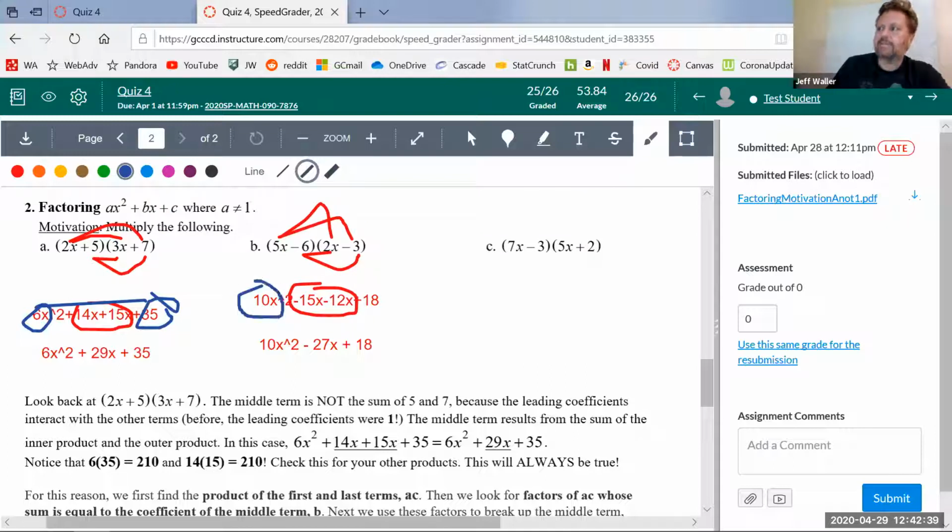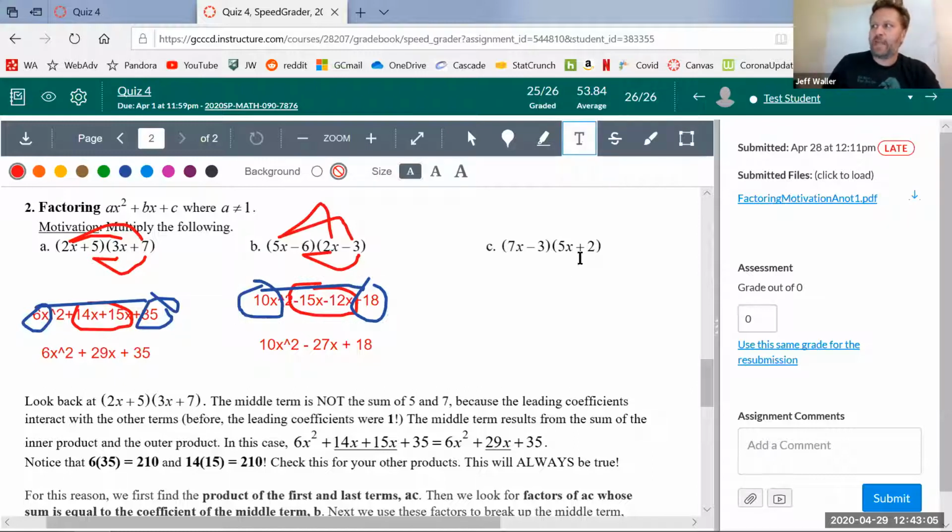10 times 18. What's 10 times 18? Also 180. Interesting, yes? A little tiny bit interesting? Okay, all right. So now we've got a prediction that we can make. Let's see if it happens for this one too.